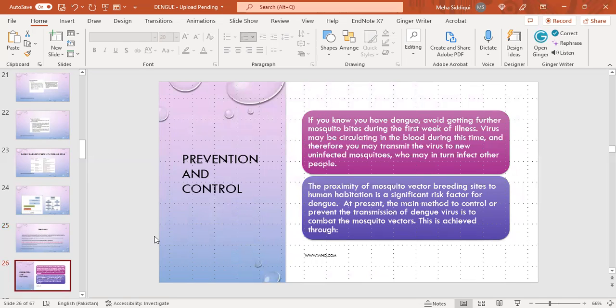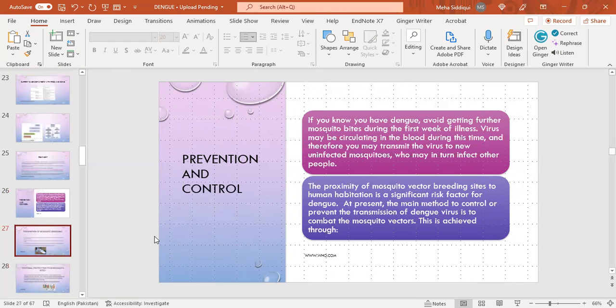Prevention and control. If you know you have dengue, avoid getting further mosquito bites during the first week of illness. The virus may be circulating in the blood during this time and therefore may be transmitted to new uninfected mosquitoes, who may in turn infect other people. The proximity of mosquito vector breeding sites to human habitation is a significant risk factor for dengue. At present, the main method to control or prevent the transmission of dengue virus is to combat the mosquito vectors.